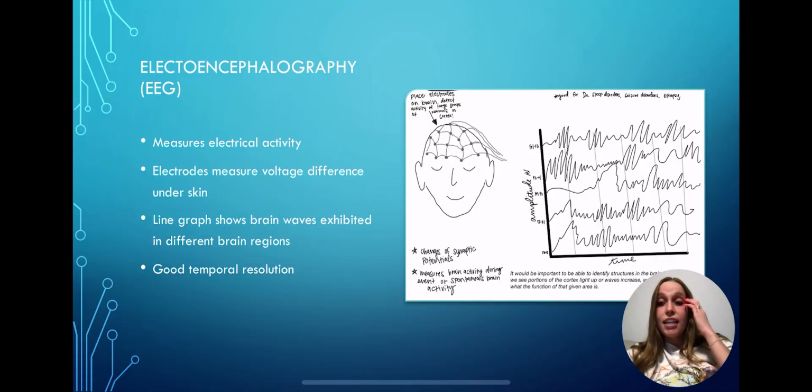The waves indicate how active the brain is at that moment. Beta waves indicate active thinking, while alpha waves are linked to relaxation. We use this to understand abnormalities and learn more about brain function.